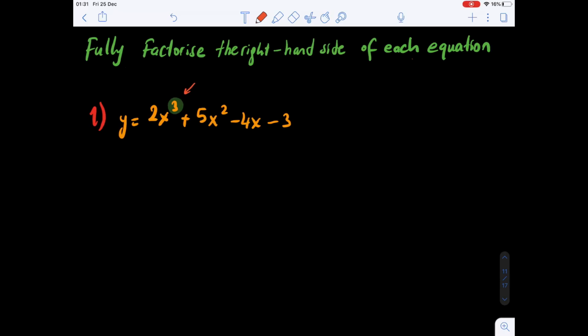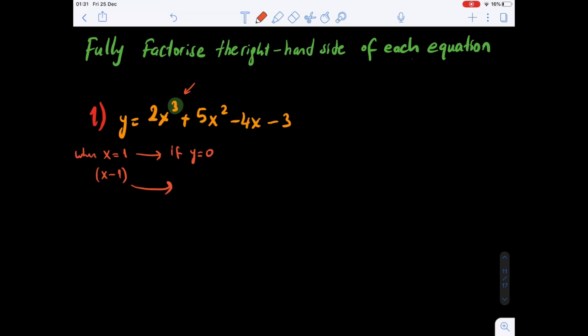So I'm guessing when x is 1, guys, which means the first factor could be x minus 1. I'm trying when x is 1: if y is 0, then x minus 1 is a factor of the right-hand side of the equation. So let's try right now.